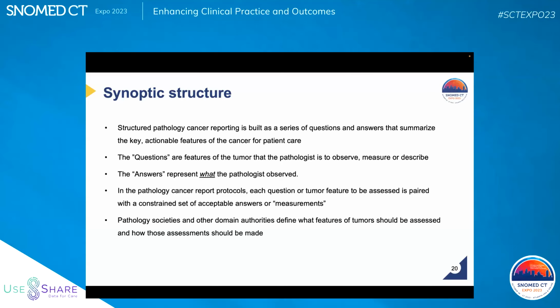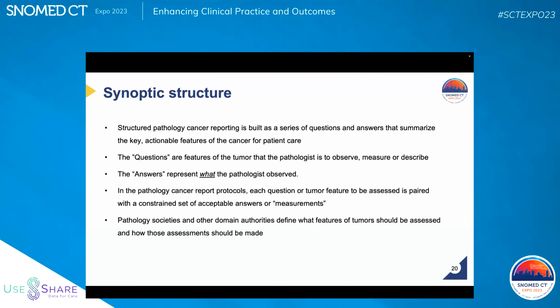Our approach is the questions are the features of the tumor that the pathologist is supposed to make an observation about, and we say that the question carries all the context. The answer, if you would, is exactly what the pathologist did observe. Okay. A key thing here is the cancer pathology report is a series of paired data elements: the thing to be observed and that which was the observation. They have to be carried together. And that's important in terms of system instantiation and data storage.